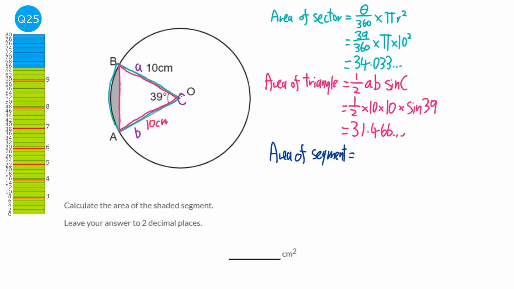Okay, so to work out the area of the segment, all we're doing is the area of the sector, like the full area, take away the bit we don't want, which is the triangle, and that will leave us the area of the segment. So we're going to do the 34.033 blah blah blah take away 31.466, blah, blah, blah. And what I've done is I've saved them on my calculator, so I can do it precisely. And when you subtract them, you get 2.567, blah, blah, blah.